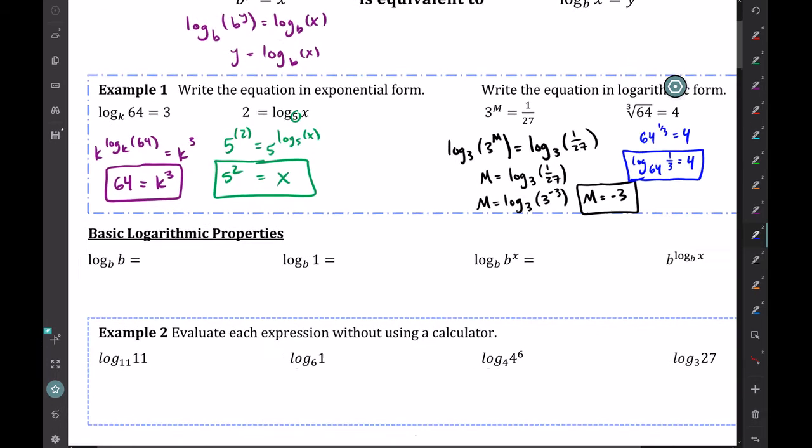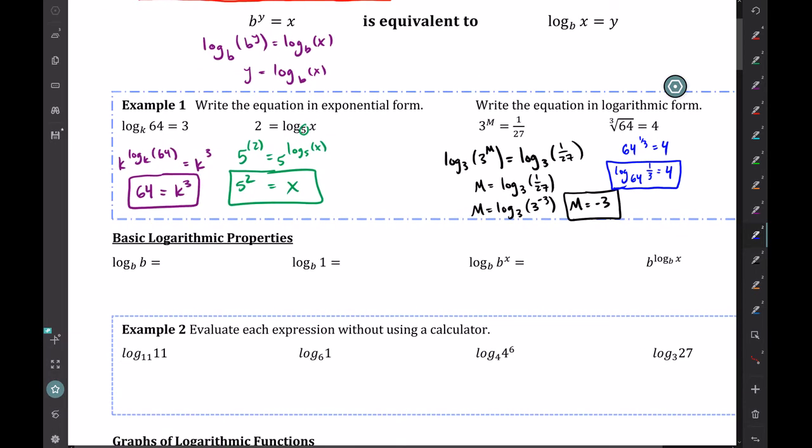Okay, now we want to look at some basic properties of logarithms. So the first one just says that log base b of b equals something. Well, this is asking b to what equals b? And the answer is 1, right? b to the first power is equal to b. This next equation is asking b to the what equals 1. I think you all know that anything to the 0th power is equal to 1, so log base b of 1 should equal 0.